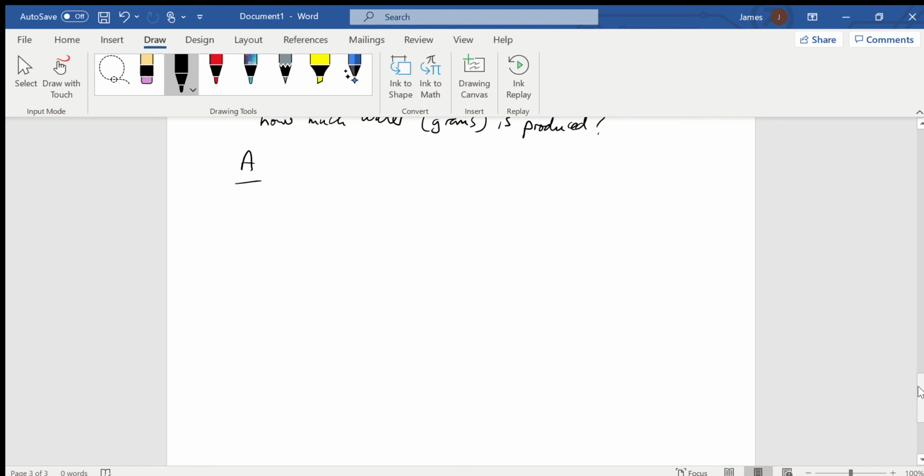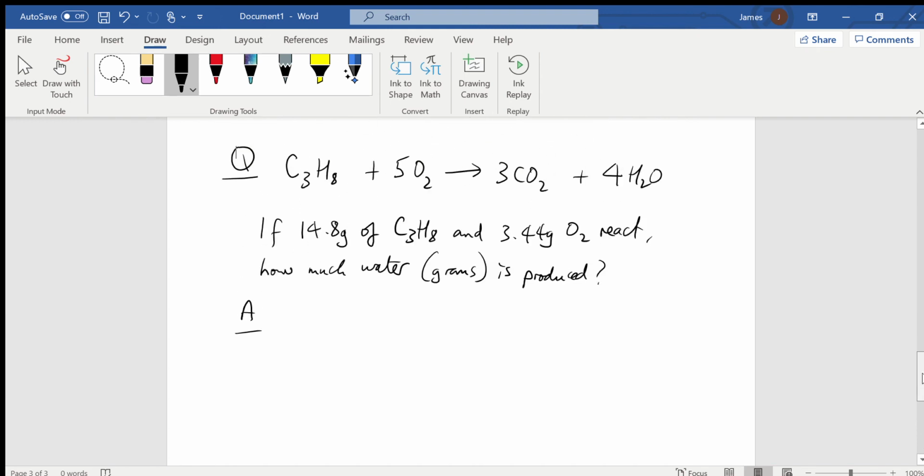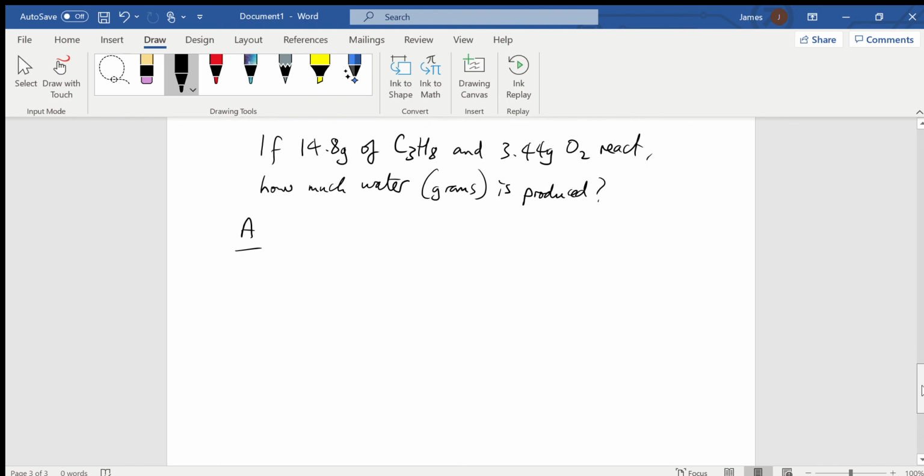Okay, we've got two knowns. We've got the propane and the oxygen. Now here I've specified a target. The water is my target. If a question doesn't specify a target, you can just pick any product and compare the same product for both competing reactants, as long as you compare like for like. Okay, so let's start with our propane.